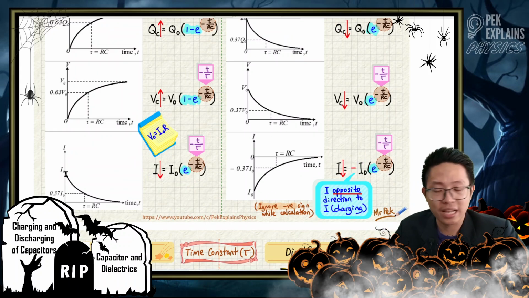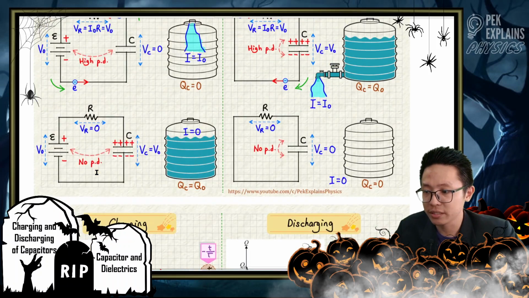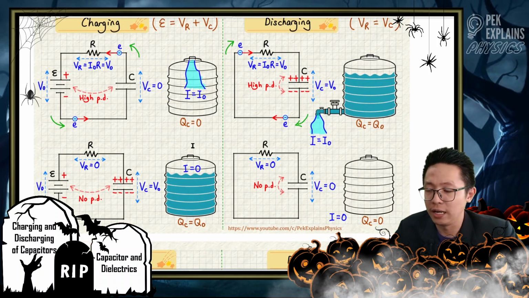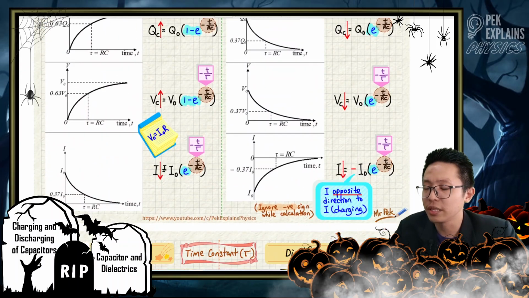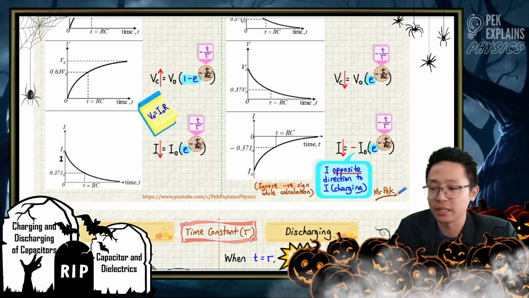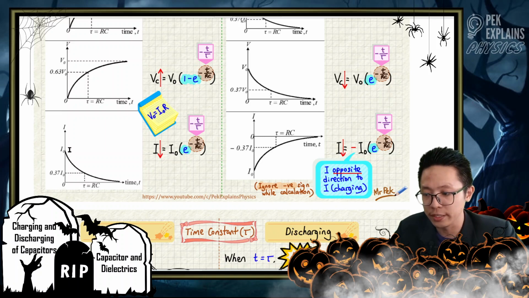Initially, the current is maximum, I0, because it's like the water gushing in, a lot of current flowing inside. But in the end, the current becomes 0 because it has stopped charging already. So that's why for a charging process, current is not increasing. Current is decreasing. The charging process is very fast, very furious initially.